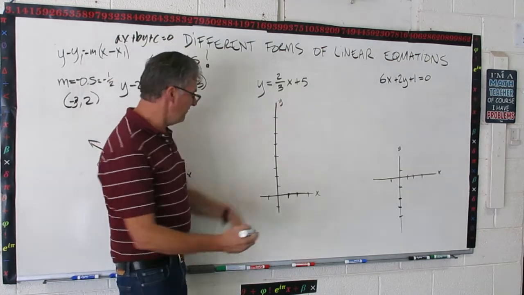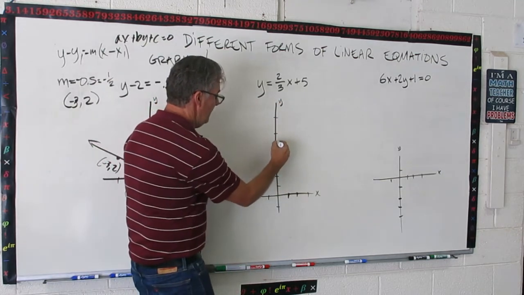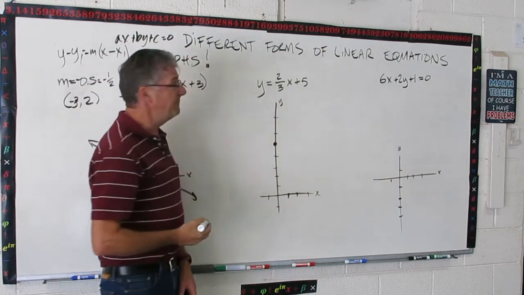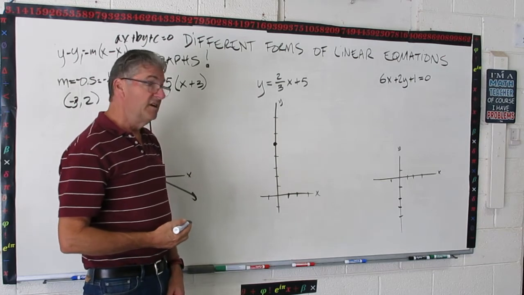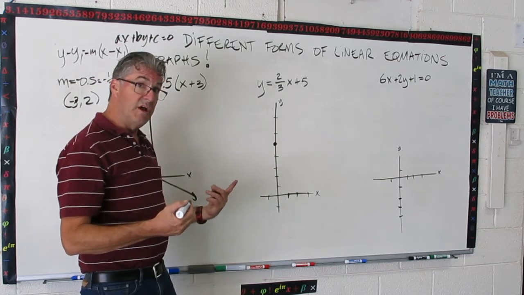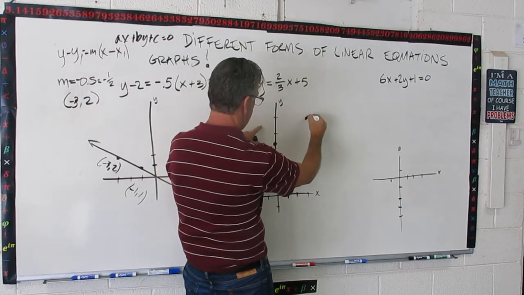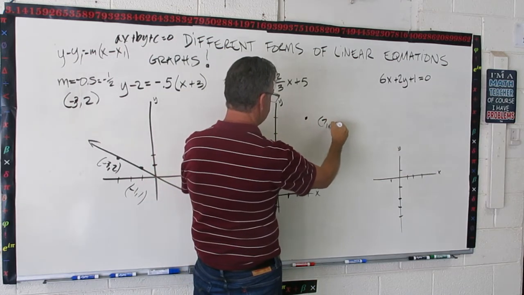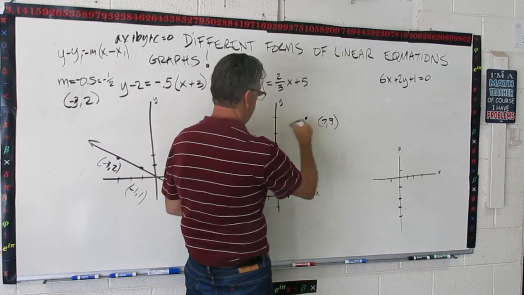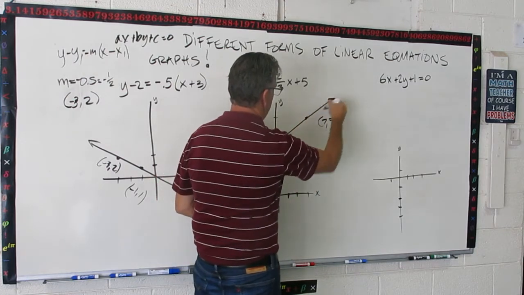My y-intercept is 5. 1, 2, 3, 4, 5. I go right to that point, and my slope is 2/3. So it goes up 2 and over 3. So up 2 and over 3. So if that was 5, this is the point 7, 3. And there's my line.